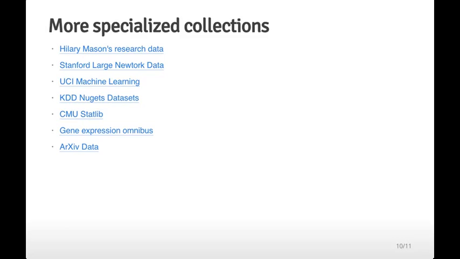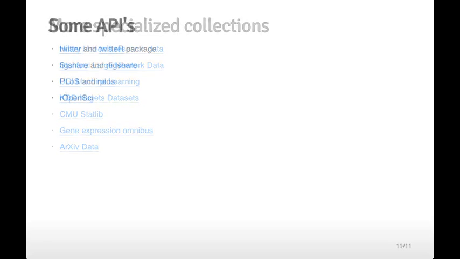Finally, there's the CMU StatLab, Gene Expression Omnibus, and arXiv datasets. The StatLab datasets are datasets used for illustrating particular statistical methods. Gene Expression Omnibus are datasets that are specific to gene expression analysis. And then arXiv data is data about the papers that have been published in this database called arXiv. It's a huge amount of data that you can access about all of those papers, including the full text of those papers if you are able to access them.